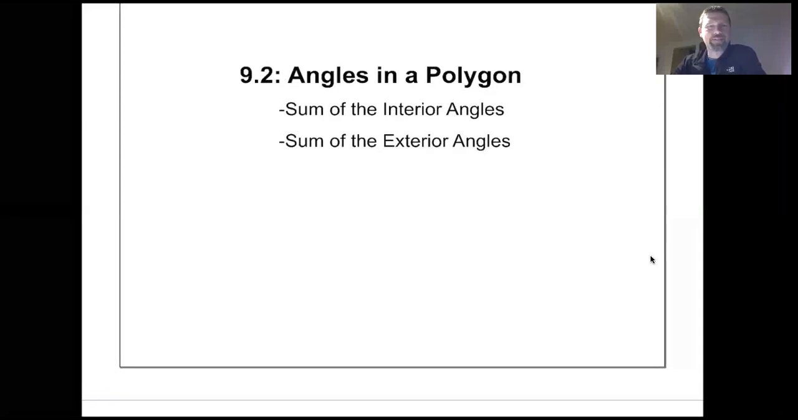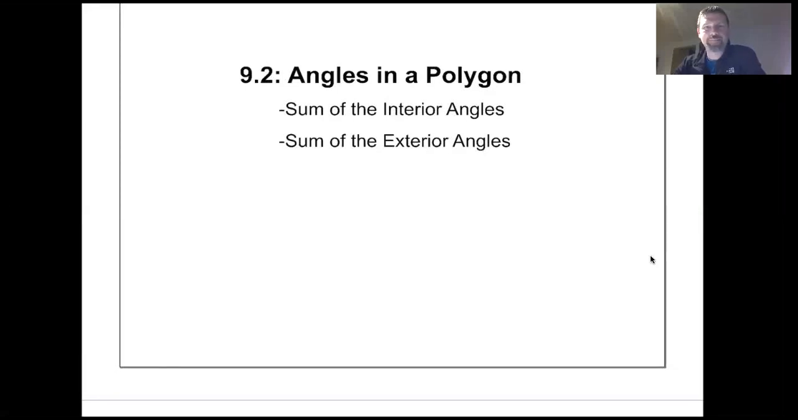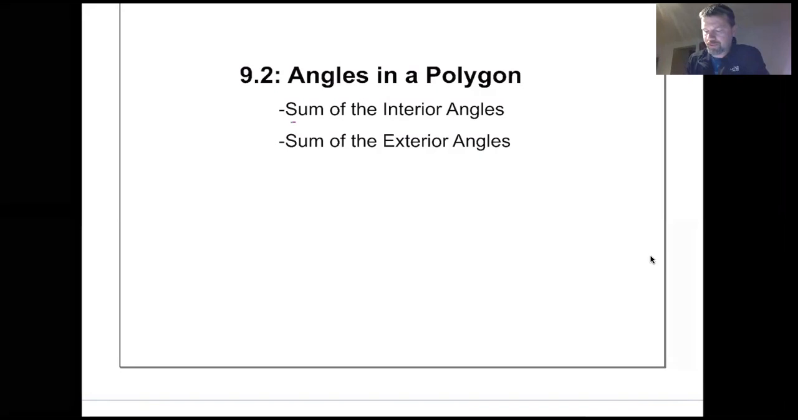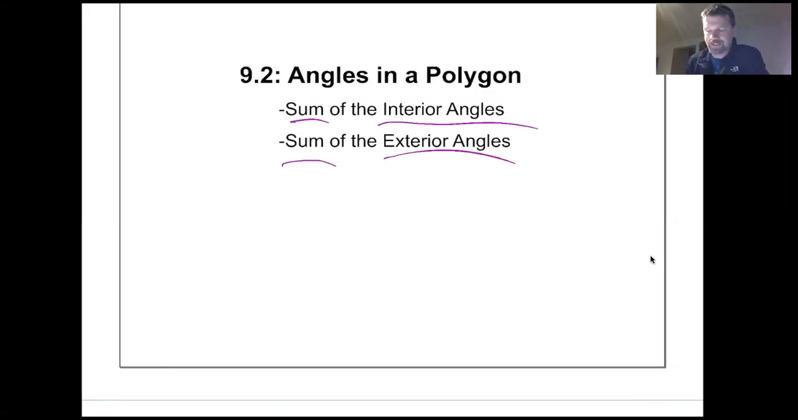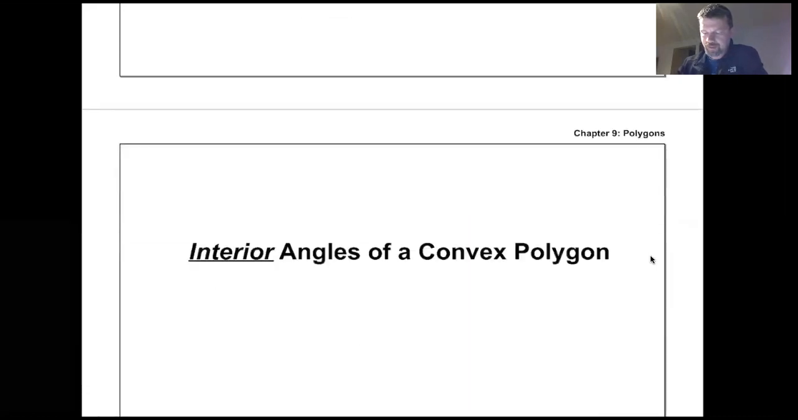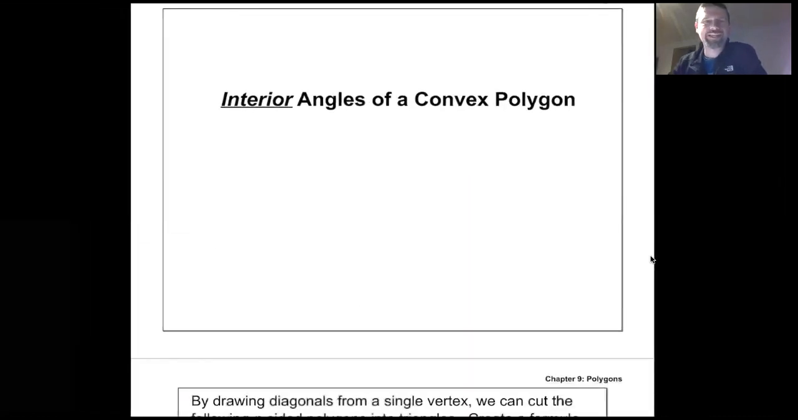Hello again. 9.2 angles in a polygon. In this video, we're going to be talking about the sum of the interior angles of a polygon and the sum of the exterior angles of a polygon. So first off, we're going to talk about the interior angles of a convex polygon.